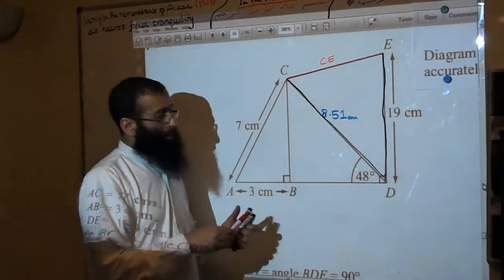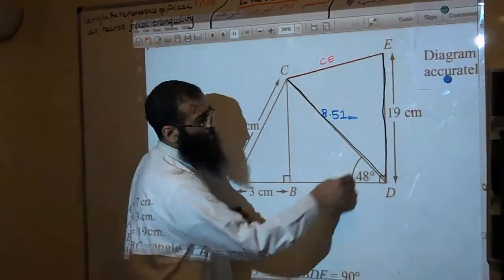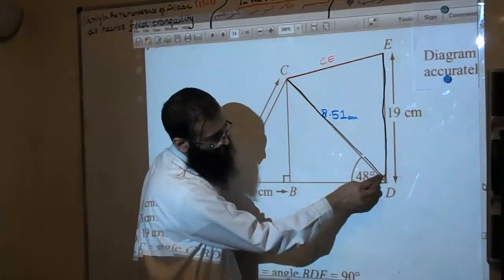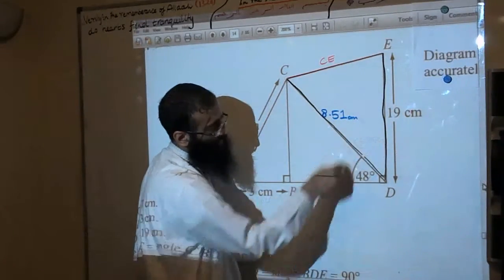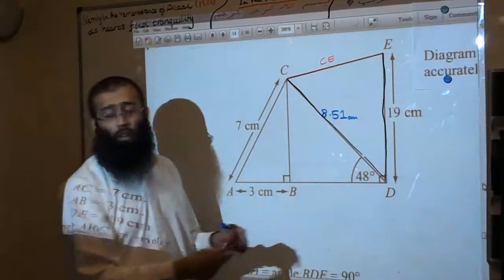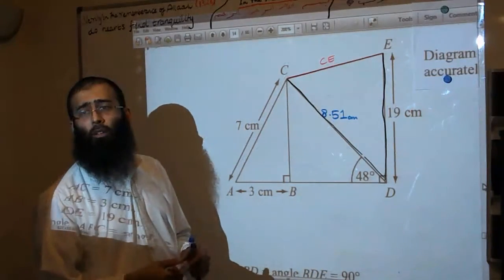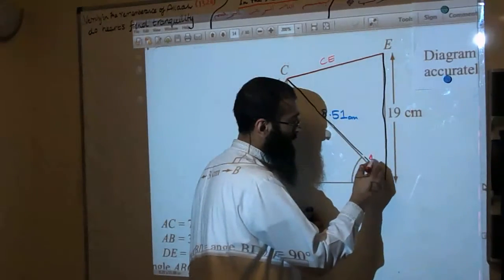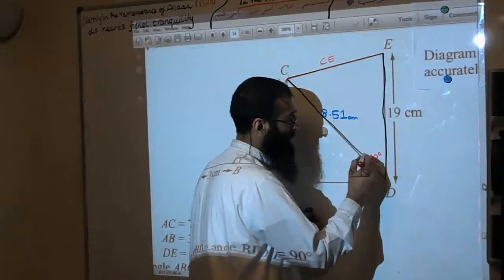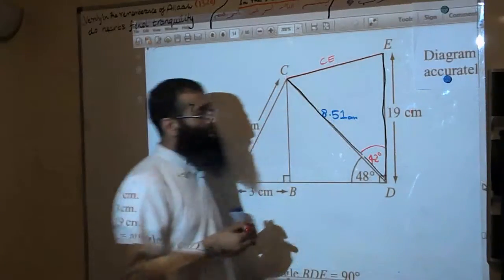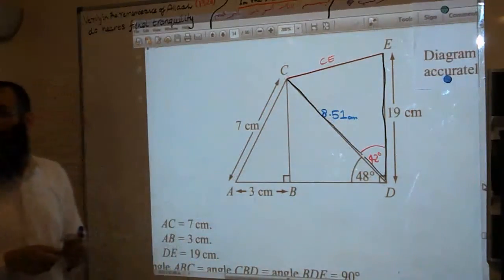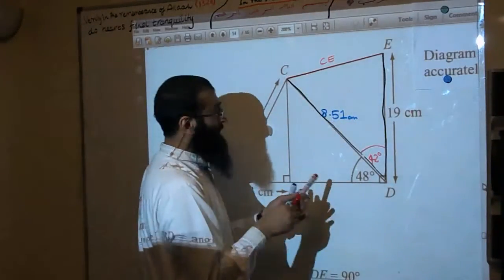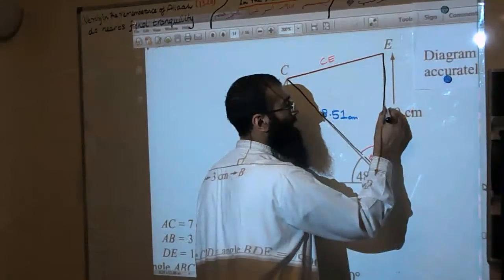Now, okay, from here to here, what is the angle from there to here? The angle is? 90. Because that's a square. So 90 minus the 48 is? 42. I think it's going to be about 7 or 8 centimeters. 42 degrees. Are you happy with the 42 degrees at the moment? Yeah. Now, we know this angle. We know this side. What is the value of it? 19.